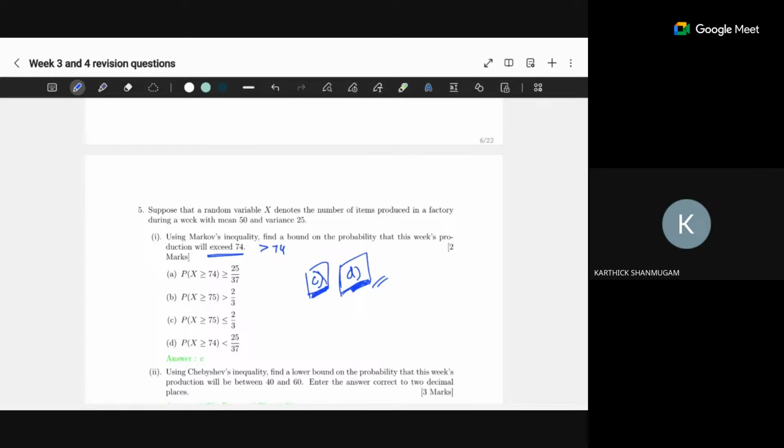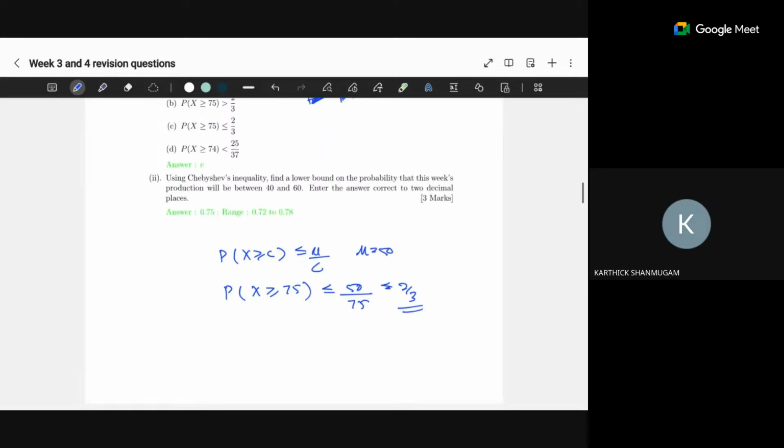Should I wait or should I solve it? Let's solve it. So what is Chebyshev's inequality? Probability that mod of x minus mu is greater than or equal to k sigma is less than or equal to 1 by k square, correct? Yes, ma'am. And there is one other form: the probability that x lies between mu minus k sigma and mu plus k sigma is greater than or equal to 1 minus 1 by k square, correct?